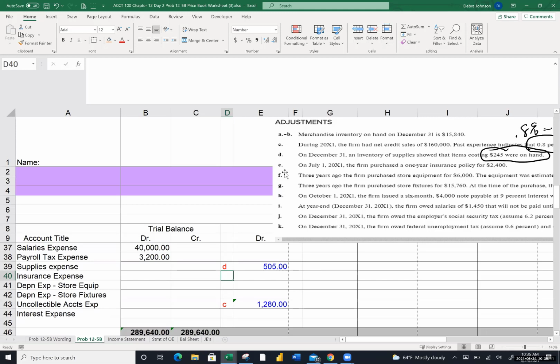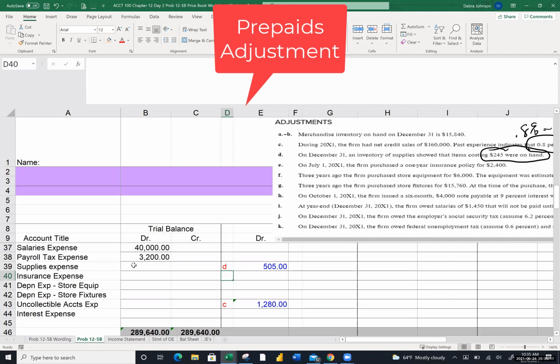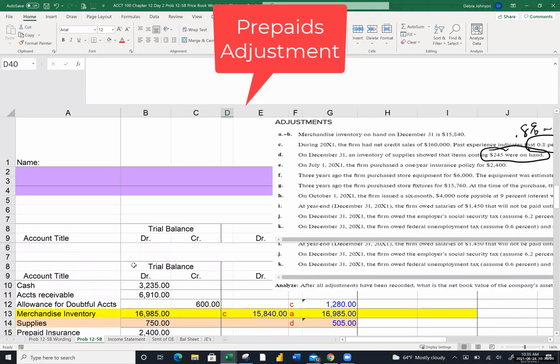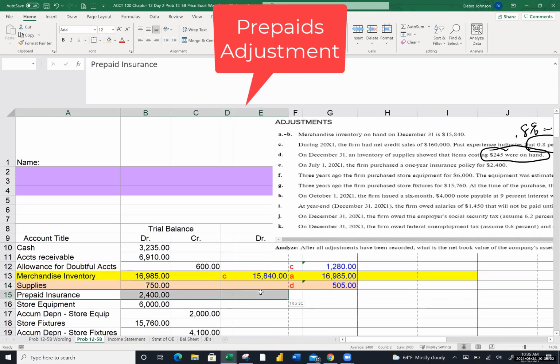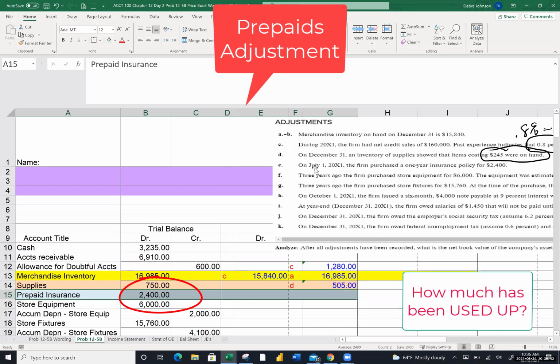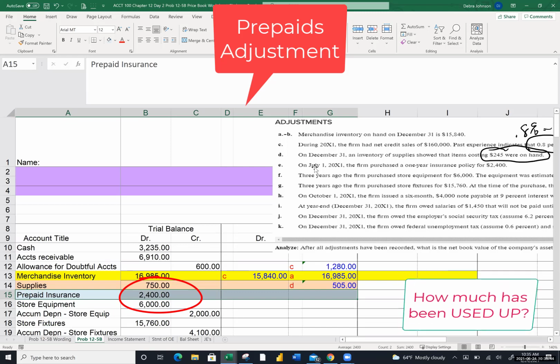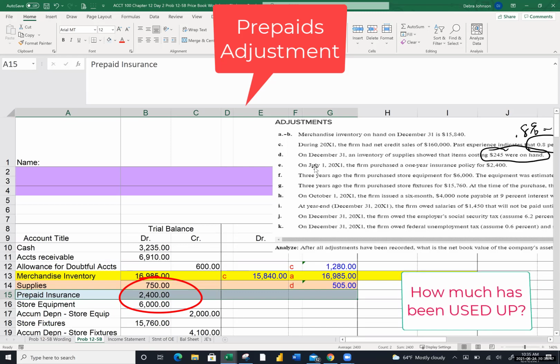Okay, then letter E. It talks about the firm buying a 1-year insurance policy on July 1st. Well, that should be in the prepaid account. Let's go find it. Here's the prepaid account. I'll make it a different color so we can easily see it. It's going to be in this turquoise color. There's $2,400 in there. And what it says is that was a 1-year insurance policy bought on July 1st. So here's what we need. We need to know how much has been used up as of December 31st.